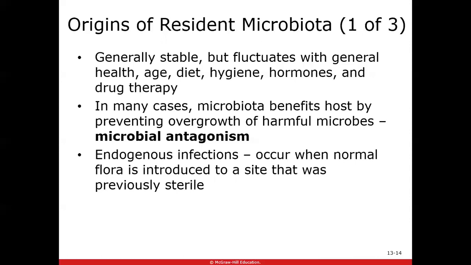Endogenous infections occur when normal flora is introduced to a site that was previously sterile. So it's important to know that the microorganisms that live on our bodies will actually keep bad microorganisms from invading our bodies. But if a resident microorganism gets into an area that should not have microorganisms, then it can cause a lot of damage. That's where you have endogenous infections.